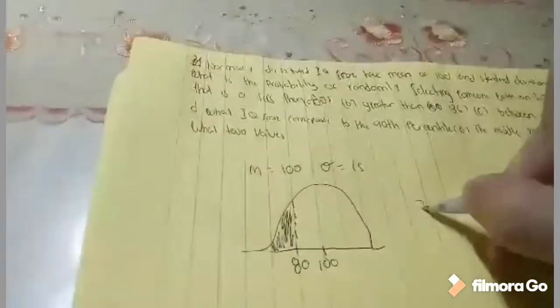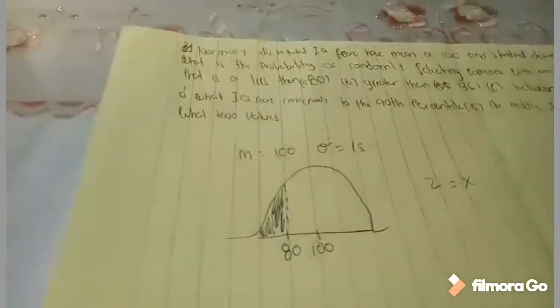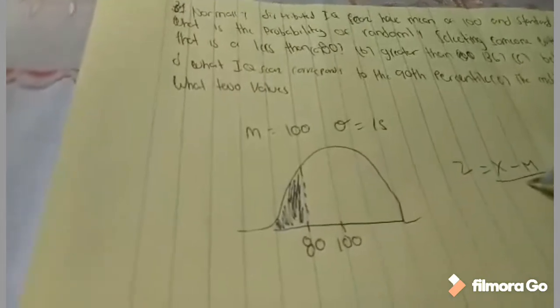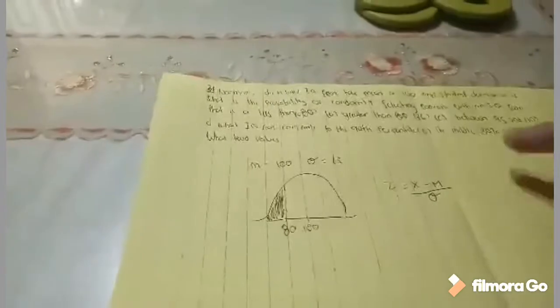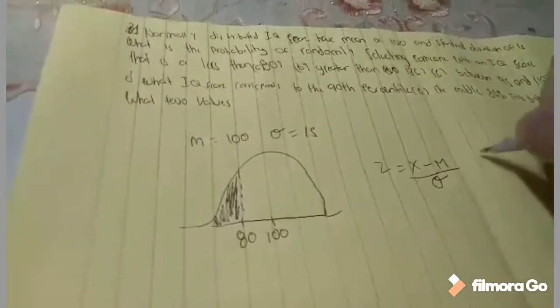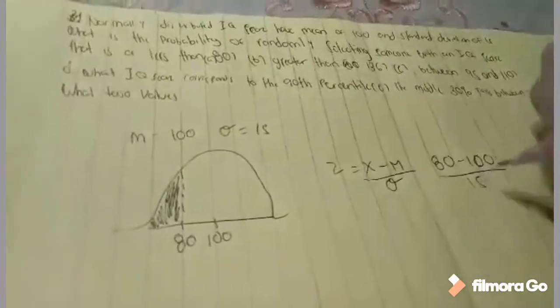So we know that the formula is z equals x minus the mean over the standard deviation. That's what we're going to use, guys. So the x is 80, the mean is 100, and the standard deviation is 15.